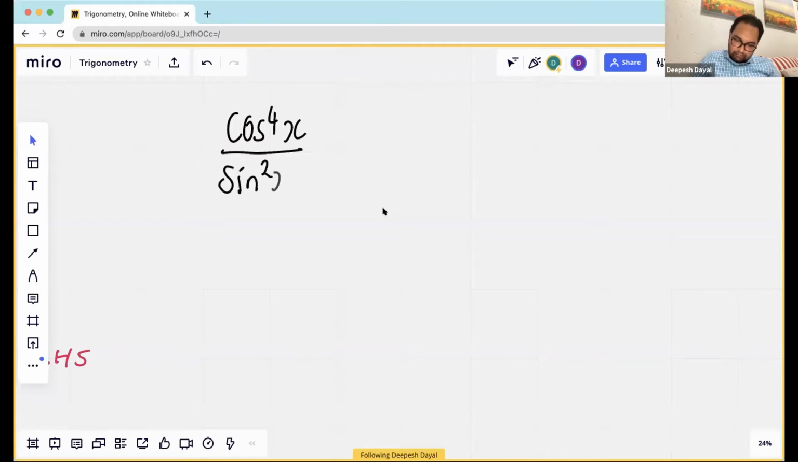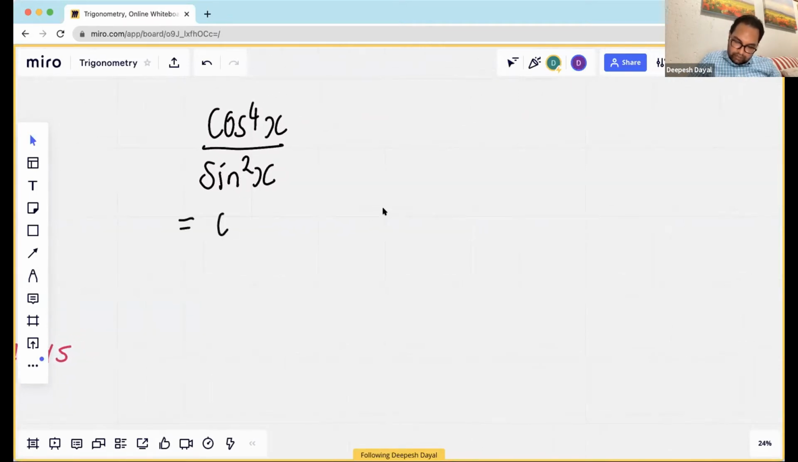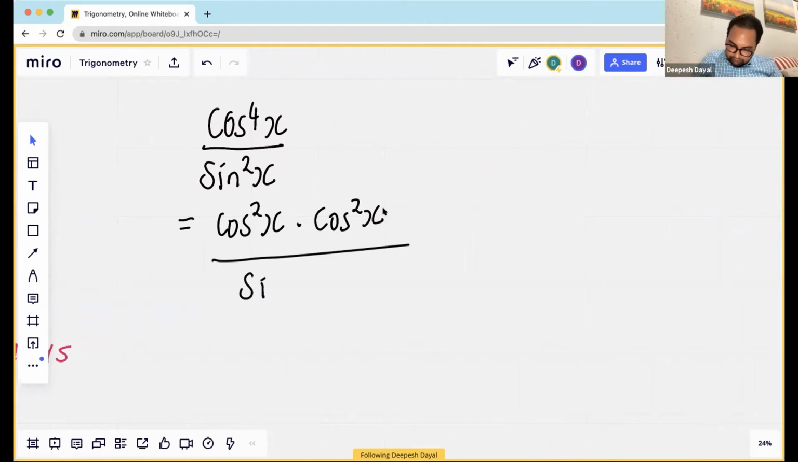Yes. Now, what we can do with this, we can convert this to, let me write it at the bottom, not next to it. So cos 4 can become cos squared x times cos squared x, over sine squared x. Is that right? Cos 4 is cos squared times cos squared, right? Oh, you're right. Okay. What do we do next?